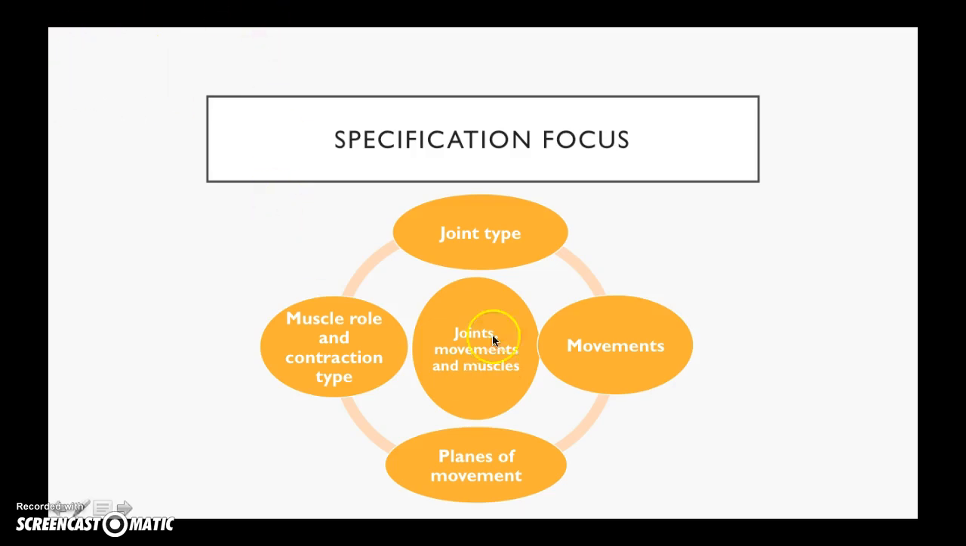So we're looking at joints, movements and muscles, and in order to analyse these we're going to have to know the different types of synovial joint linked to movement. We're also going to have to know movements that take place at these joints, and then finally we're going to look at the muscles that cause this movement to take place, their roles, and also the contraction types that take place. On top of this, we've got planes of movement, which we'll have a look at after we've done these bits.